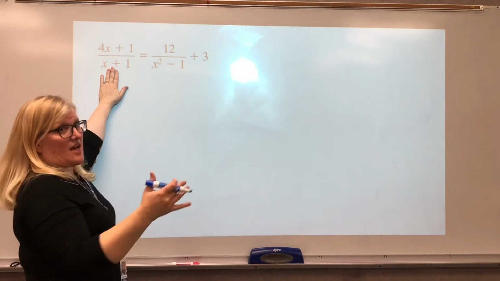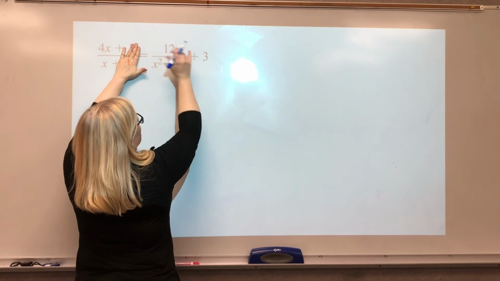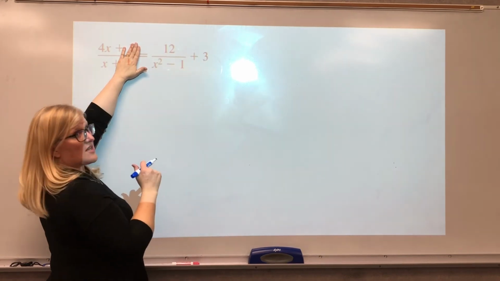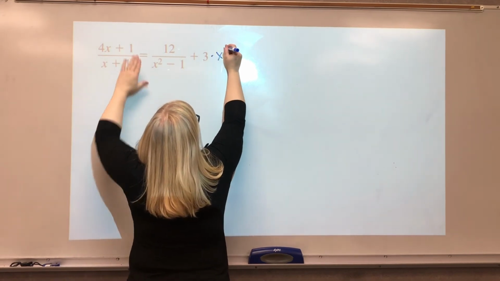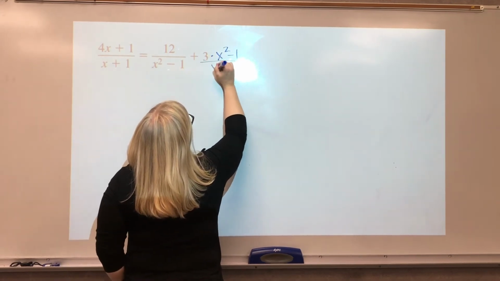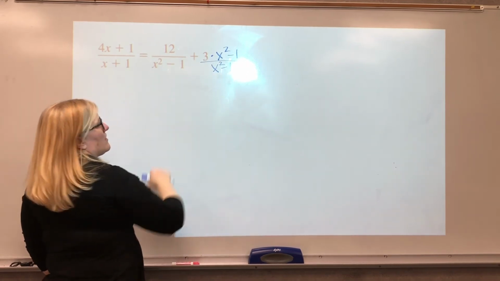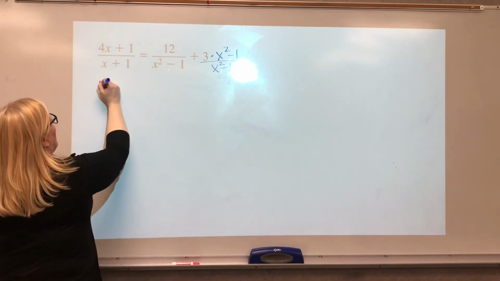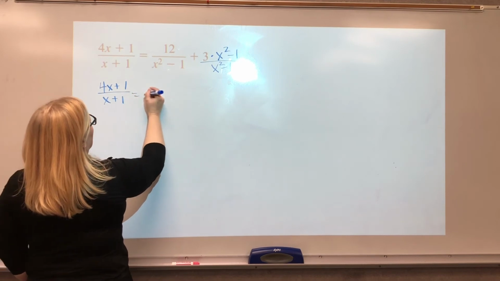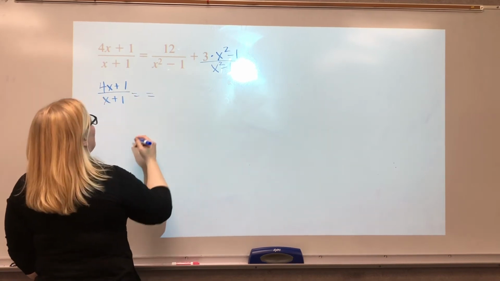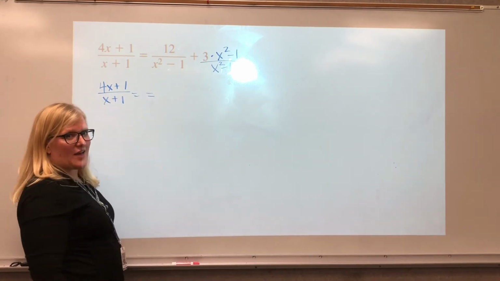This side is done. So all I'm doing is looking at this side, and I'm going to add these together with one denominator. So I'm going to multiply this side by x squared minus 1 over x squared minus 1, right? That's going to give me the common denominator right there. So 4x plus 1 over x plus 1 equals 11. Oh my gosh. Equals 11. Yeah, equals 11 if you look at it sideways.